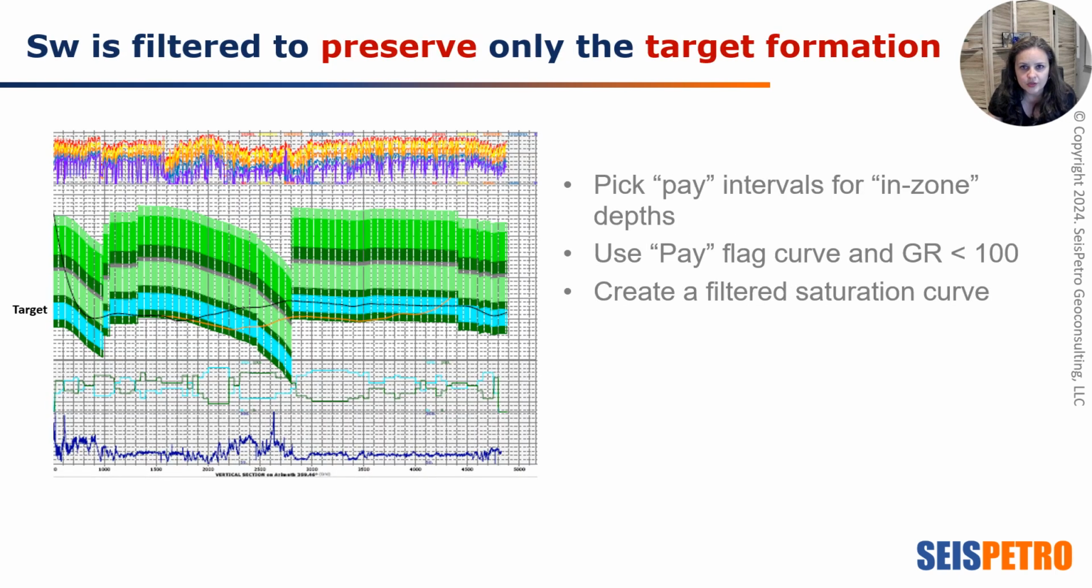So the water saturation curve is filtered to preserve only the data belonging to the target formation. To do this, we create a pay flag curve for the data that is in zone, based on the geosteering report, like I have an example here on the left. And we preserve the points also with low gamma ray only, which in this case, the cutoff that we used was gamma ray less than 100. This allows us to create a filtered water saturation curve.